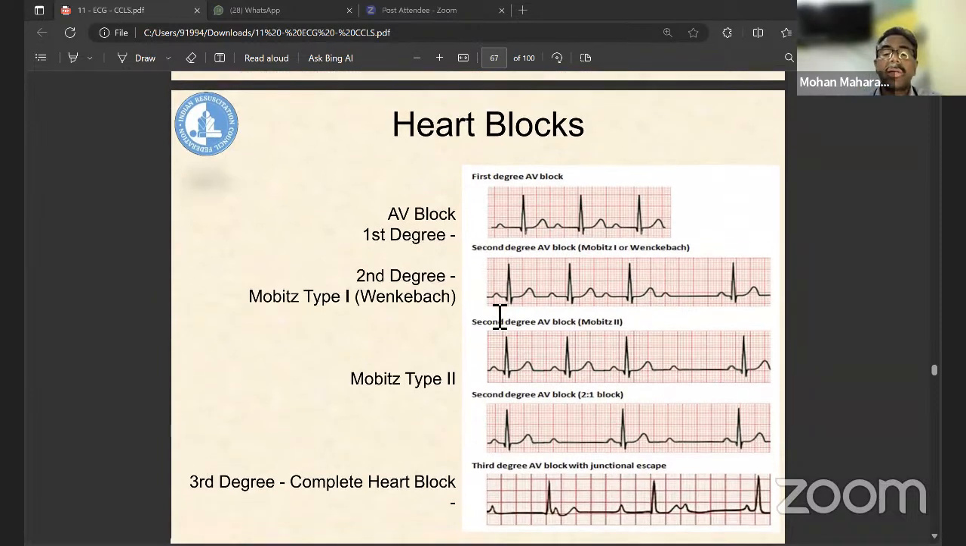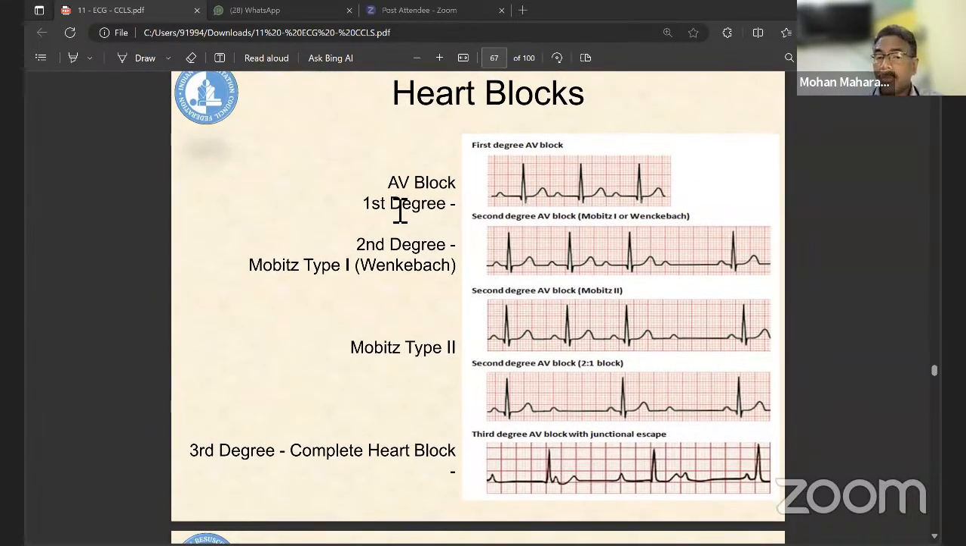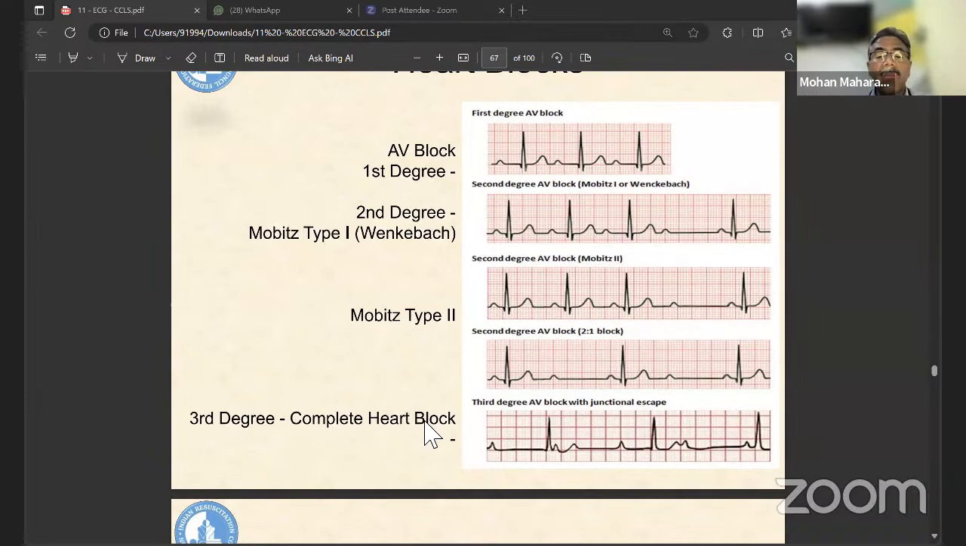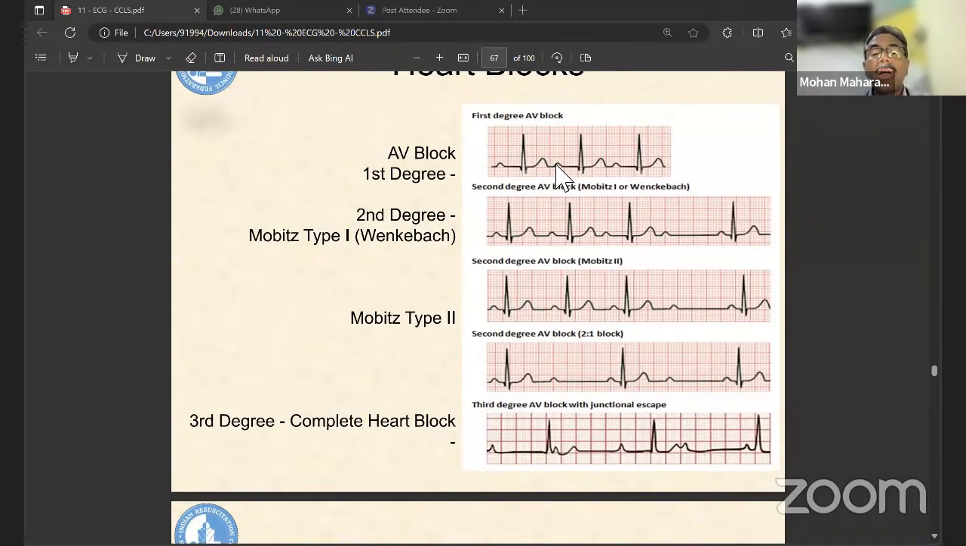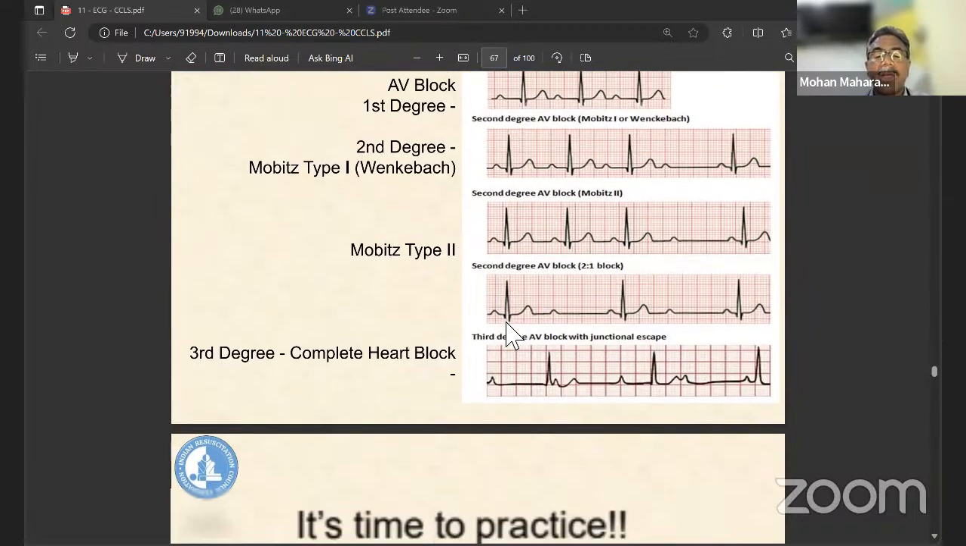Now we'll come to the heart blocks. What is a heart block? We'll come to the explanation. First degree AV block; second degree AV block, also called Mobitz type 1 or Wenckebach, and second degree type 2, which is Mobitz type 2; and third degree, complete heart block. How do you see them? Look at the P wave differences in each one, the dropping of the QRS, the 2:1 block, and in the third degree, the junctional escape. This will be explained clearly.